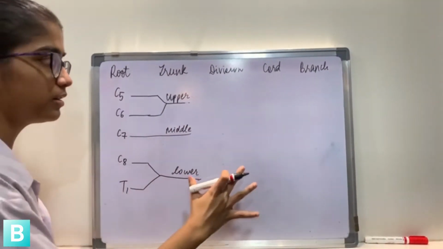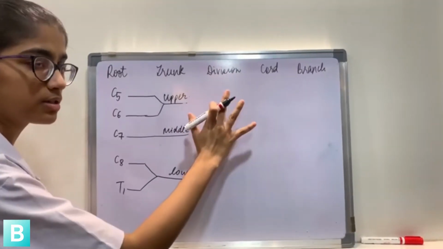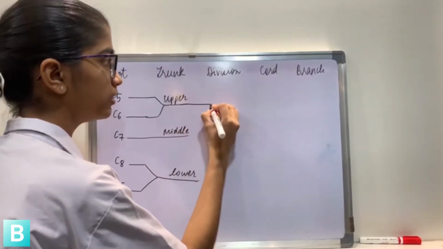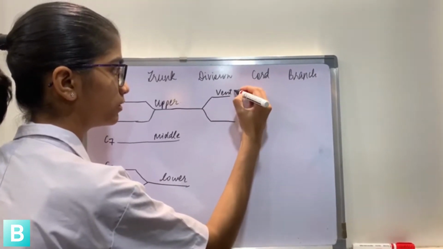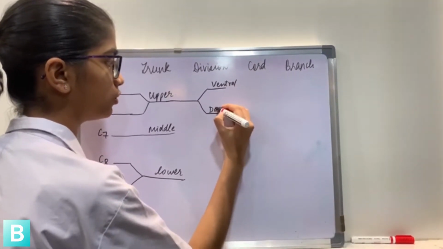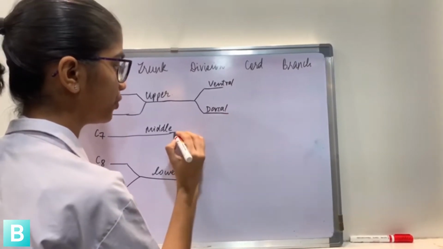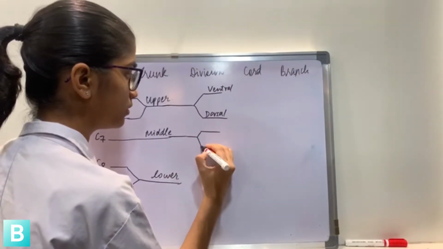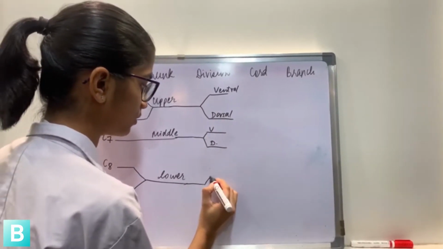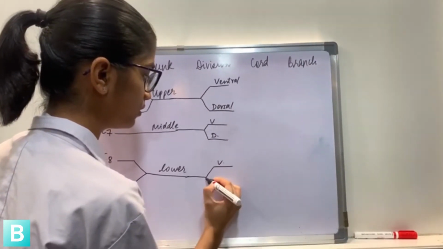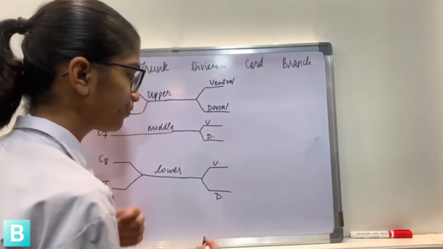Now these three trunks will divide to form divisions. So they will form ventral and dorsal divisions. Same for the middle trunk, ventral and dorsal, and the lower trunk, ventral and dorsal.